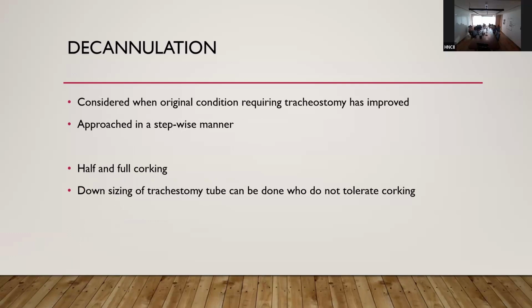It can be done when you feel that the patient's condition has improved, and you can do half or full corking. In half corking, just half the opening of the tracheostomy tube is left behind, because some patients may not tolerate full corking. If the patient does not tolerate corking, another way to try decannulation is by downsizing the tube. So instead of a 7.5 tube, we put a size 6 tube, because when we cork a size 6 tube, there will be space between the tube and the trachea, through which the patient will be able to breathe.